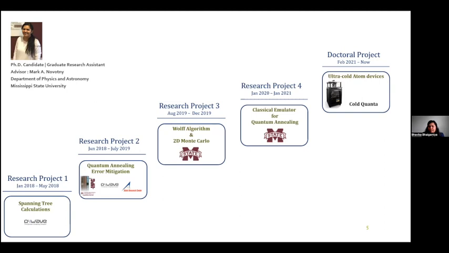Then I started working on another project, quantum annealing error mitigation, where we find out the validity of the true ground states returned by any quantum annealer. Especially, we are using D-Wave quantum annealers. My third project was a coursework project, which we wanted to implement on a quantum computing device. This is the Wolff algorithm, also known as the cluster algorithm. So we developed a classical model where you can run Monte Carlo using the cluster algorithm.